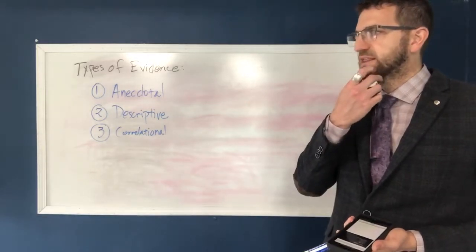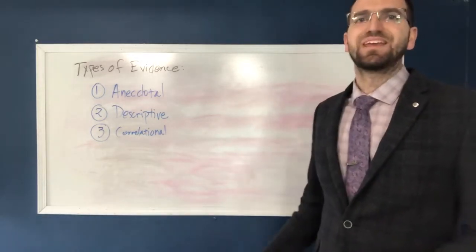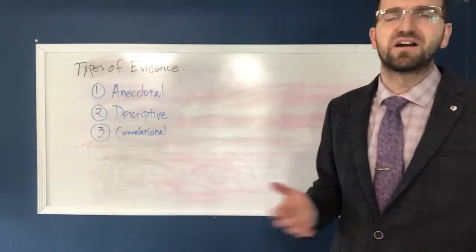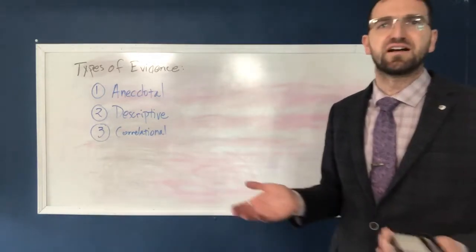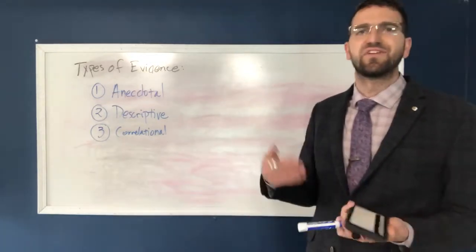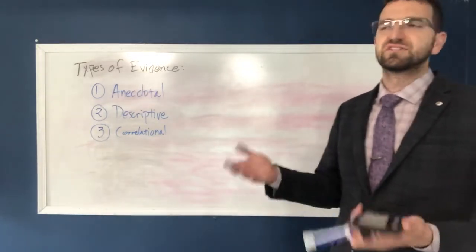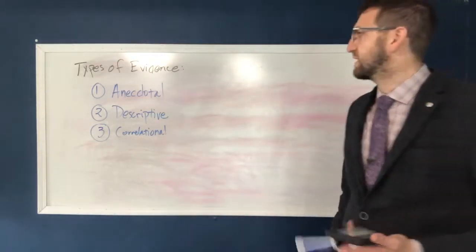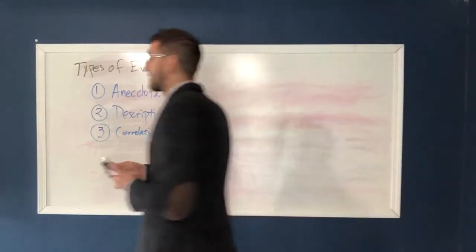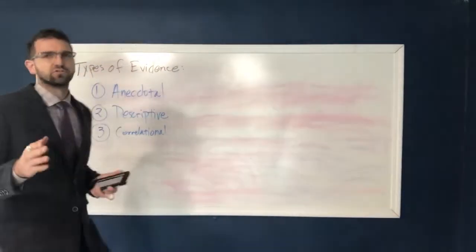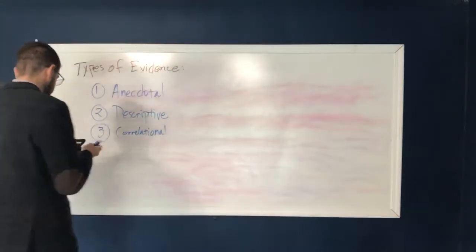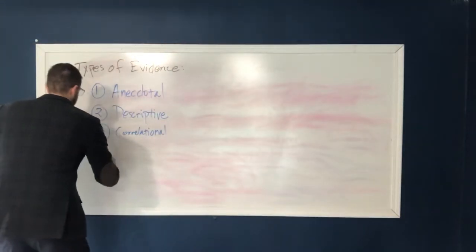So the problem with correlational evidence, we don't know if self-esteem causes depression or depression causes self-esteem, or if anything's going on there. More than just understanding that they're related. So that's something. It's a good start. And usually correlational research precedes experimental research, which is the next one.